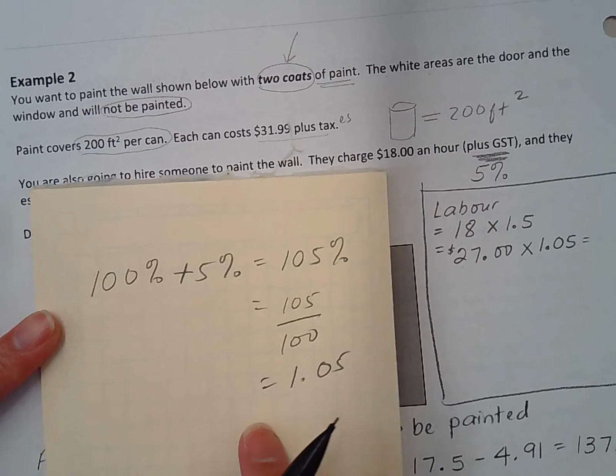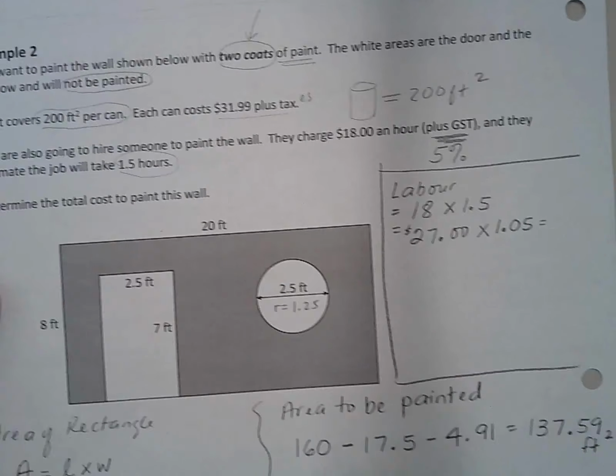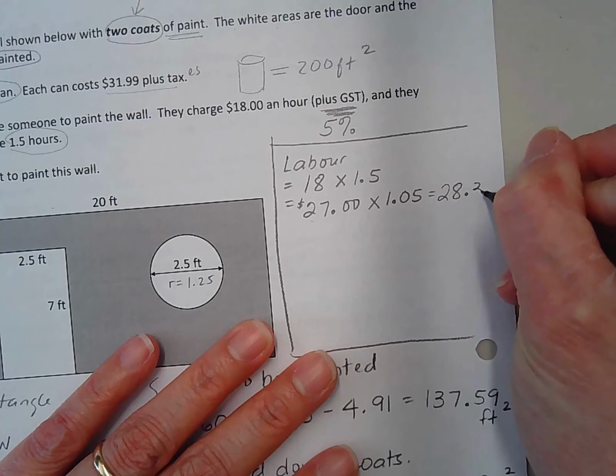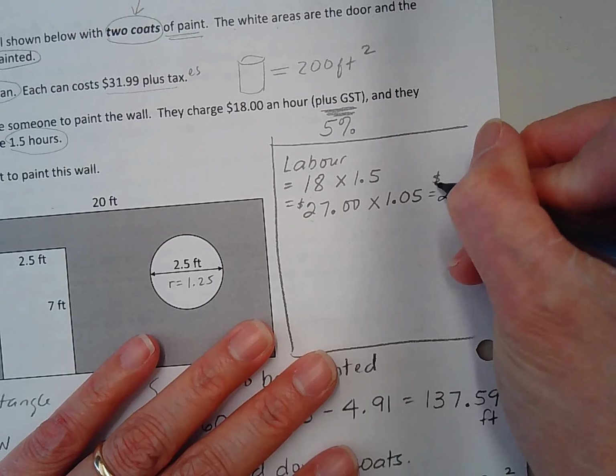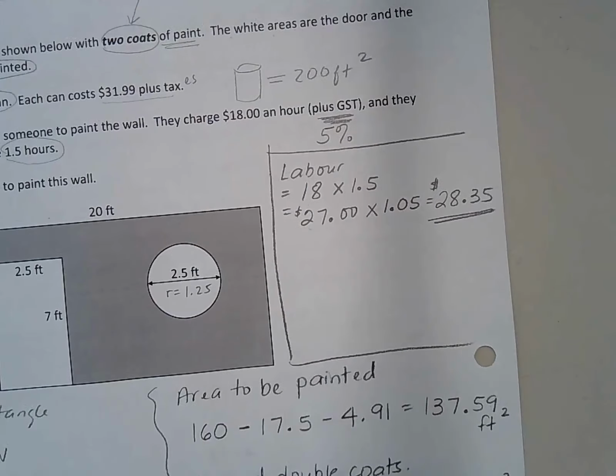Okay, clear? So how much is that one? Times 1.05, so it's going to cost $28.35. This is the total labor, including one tax.